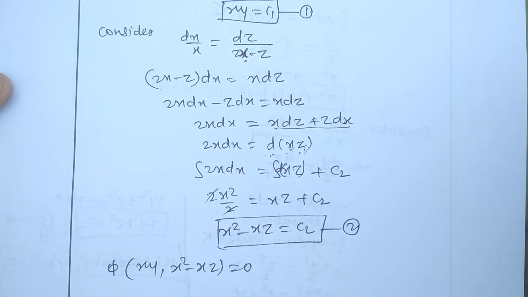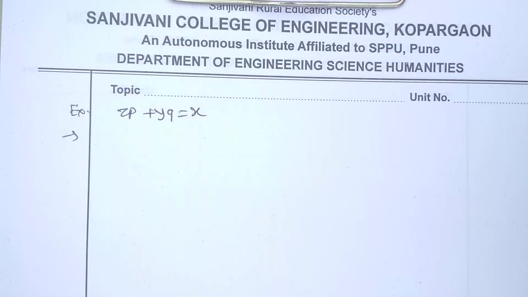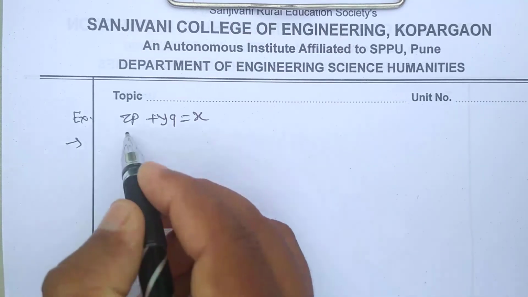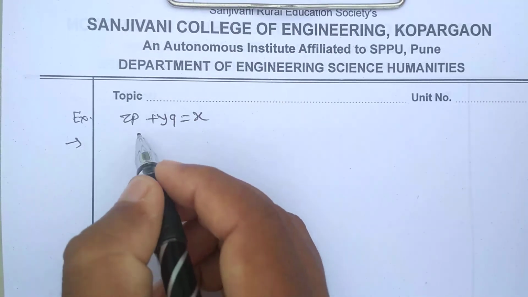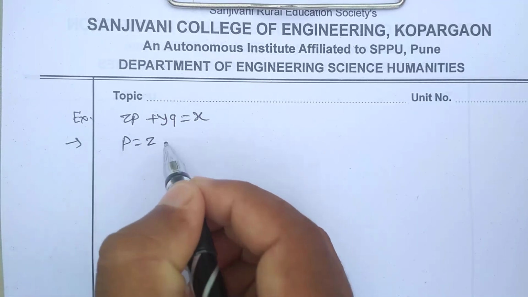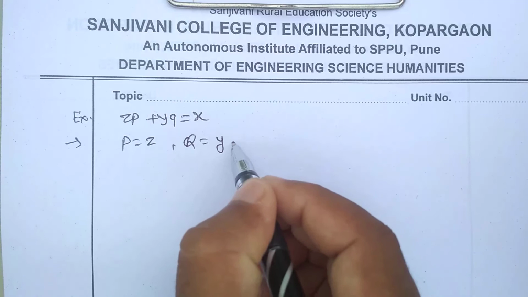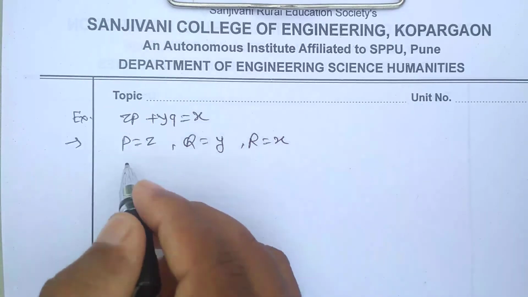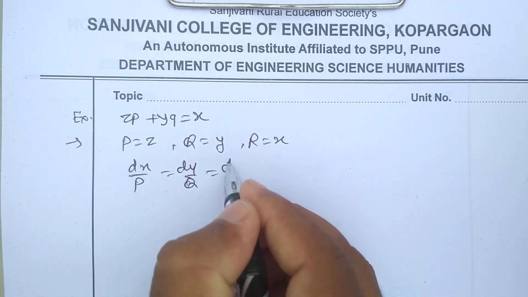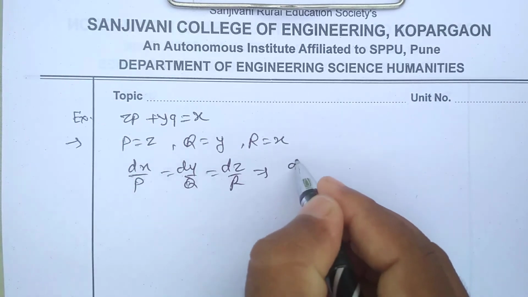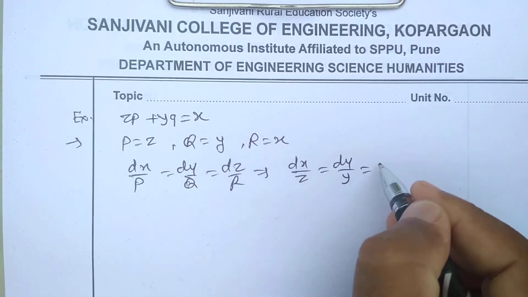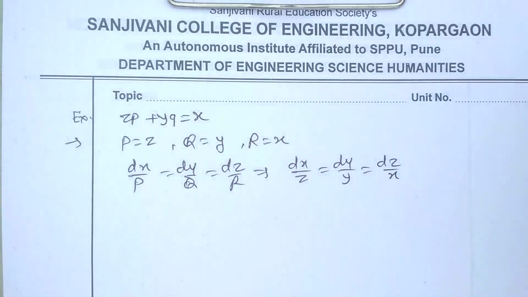Now next example, solve zp plus yq equals to x. So for that, again after comparing this with Pp plus Qq equals to R, we will get the capital P is equals to z, capital Q equals to y, and capital R is equals to x. So you can write dx upon P equals to dy upon Q equals to dz upon R as dx upon z equals to dy upon y equals to dz upon x.